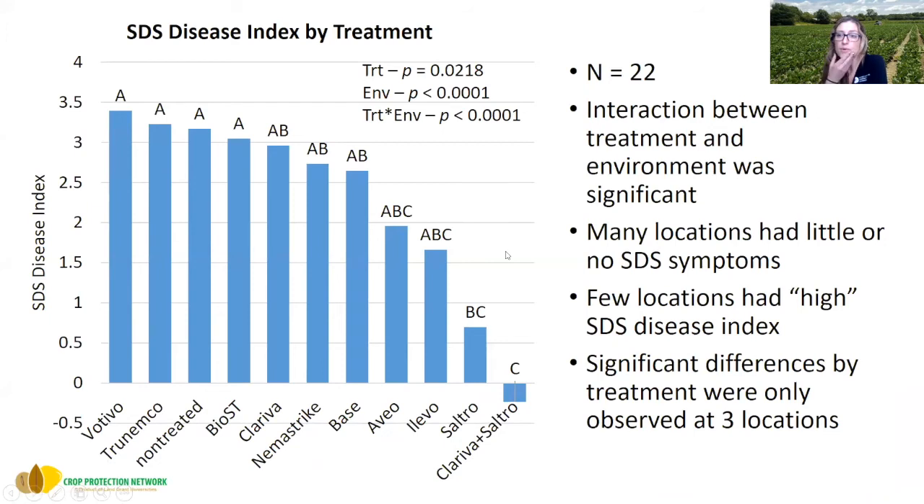In this trial, we were also interested in SDS. My field did not have any SDS, but there were some of the states where SDS was present. And you can see that for SDS index, the Chlorella plus Saltro and the Saltro were on the end performing the best. And this makes sense because Saltro is, again, a fungicide, and one of the big targets there is that it has fusarium activity.